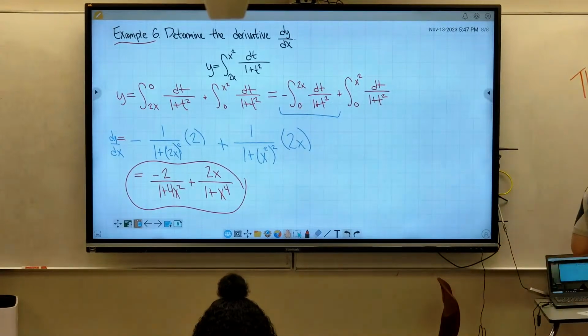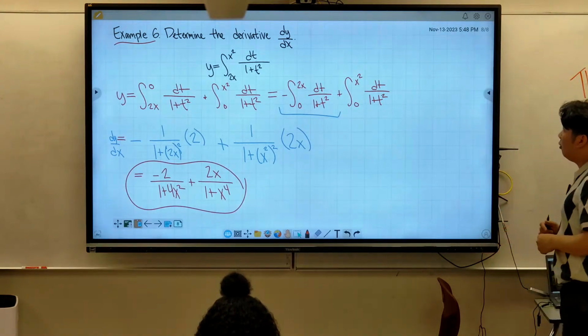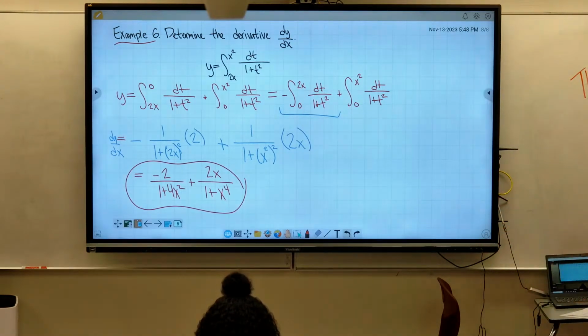All right, any questions, comments, or concerns about anything that we've covered today? Again, this is the fundamental theorem of calculus. Between the two, part 1 is typically what you'll be using more often, but part 2 is also very useful as we go through it. This was example 6, our last example for today.